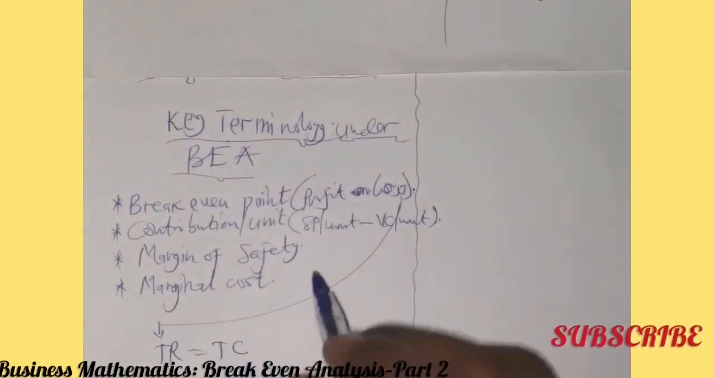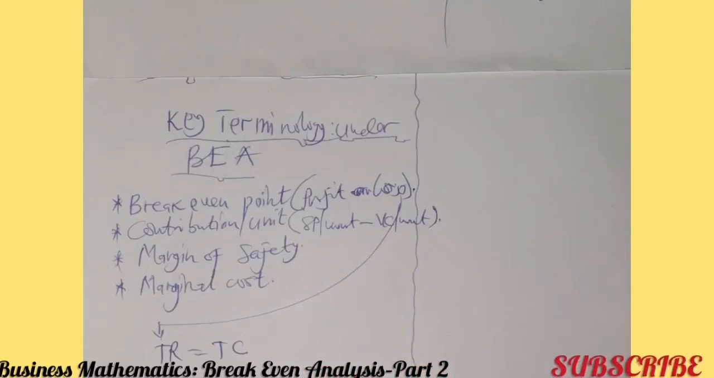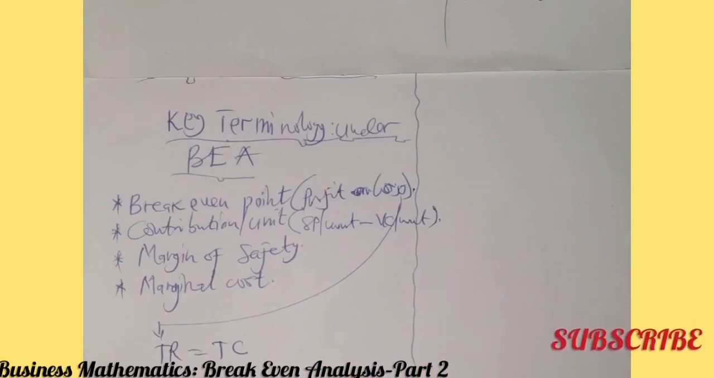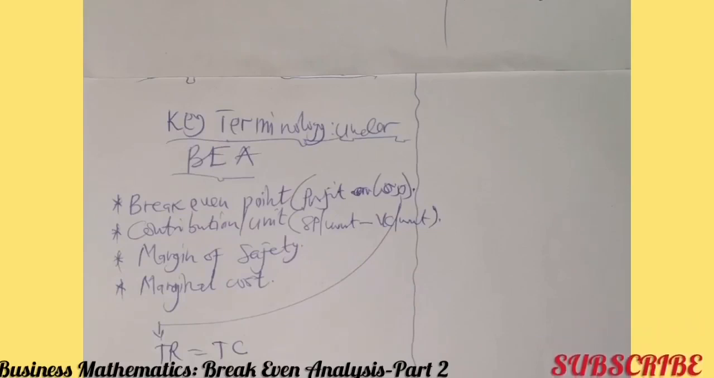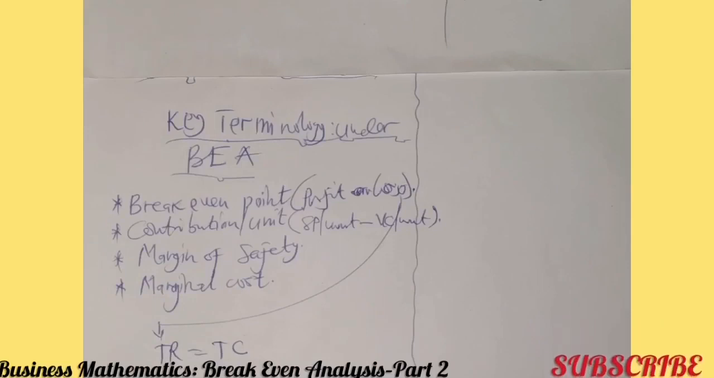Alright. Then we're talking about margin of safety. We are saying that margin of safety is basically the level beyond which profits can be made. It measures the level at which, or beyond, the break-even point. Once you reach that level, you can make a profit. That's beyond the break-even point, that's where you can make a profit. So that's your margin of safety.